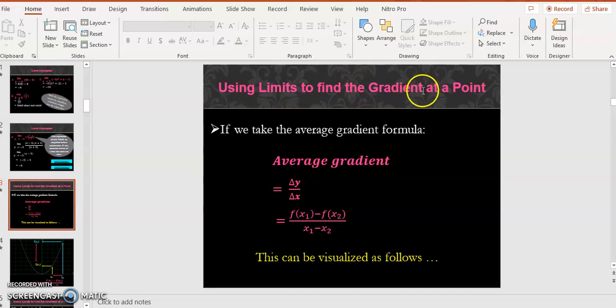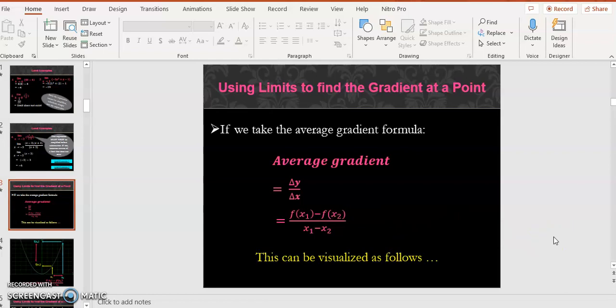Now let's look at this. Using limits to find the gradient at a point. Remember, in our previous discussion, we talked about average gradient to be change in y over change in x. That is f of x1 minus f of x2 over x1 minus x2. Or if you interchange it to be f of x2 minus f of x1, this side is going to be x2 minus x1. All right, we did it in the last series.